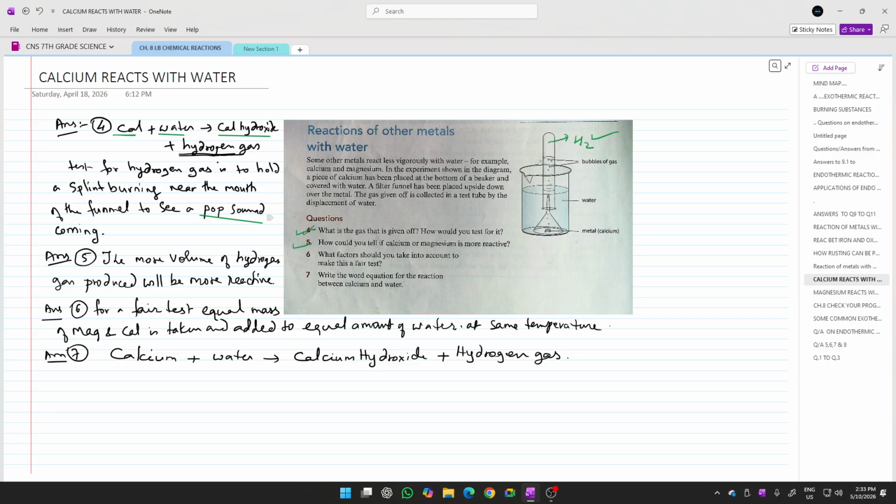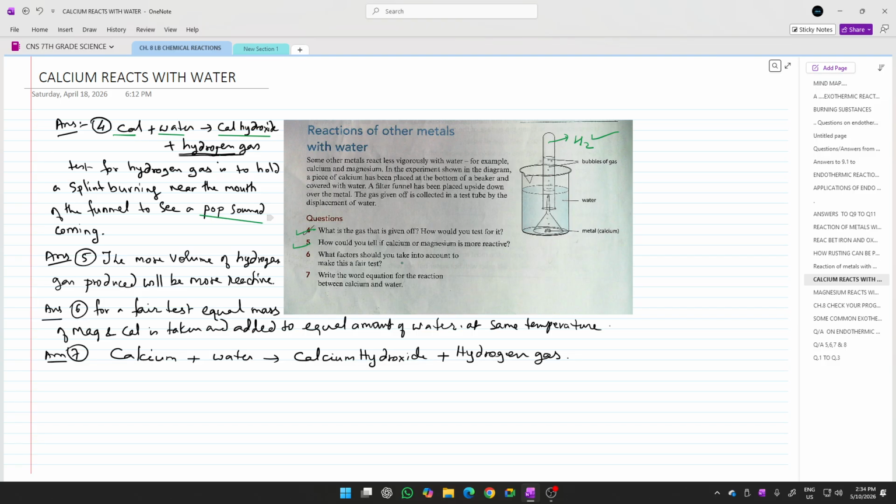Now question number 5, connected to the same investigation, is: how could you tell if calcium or magnesium is more reactive? You know that calcium reacts with water, and magnesium also reacts with water. When calcium is taken, calcium hydroxide will be formed, and magnesium hydroxide will be formed if magnesium is taken. Actually, in the case of magnesium, it is magnesium oxide, not magnesium hydroxide. But the product formed that is common in both is hydrogen.